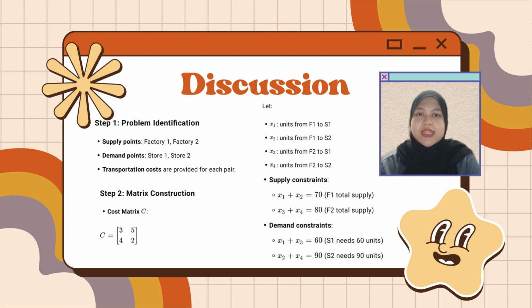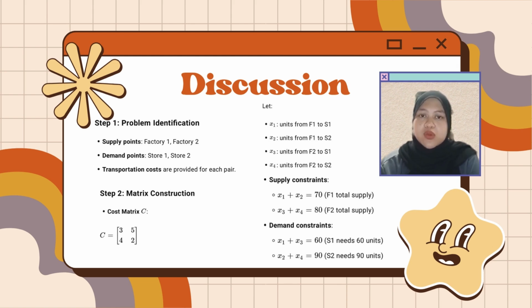Step 1. Identify key elements. We identify the supply points as Factory 1 and Factory 2, and the demand points as Store 1 and Store 2. Transportation costs are given for every pair of supply and demand points. We need to find the best way to distribute units from factories to stores while meeting supply and demand limits.